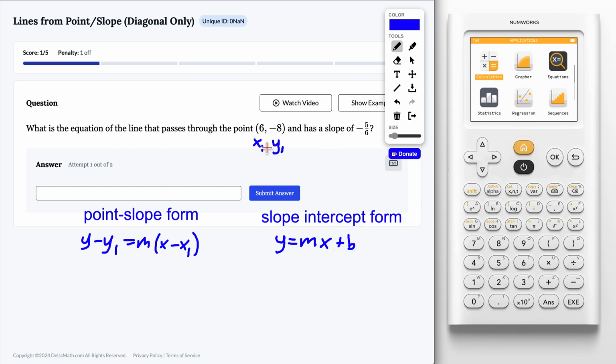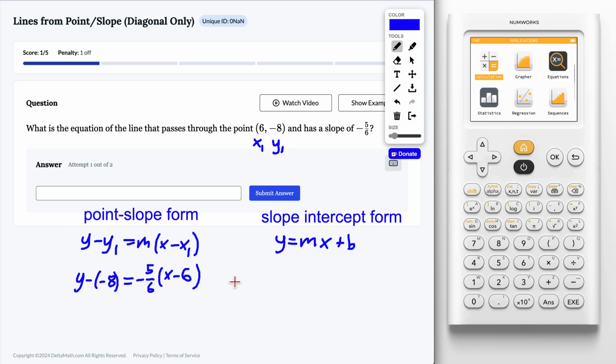Well, we got x1 is 6. So instead of x1, we'll write the number 6. Instead of y1 over here, we'll write negative 8. So this is going to be y minus negative 8. Now we have a double negative, which we'll deal with in just a second, but the y1 value is negative 8. Notice we have to keep the minus sign there. So this equals m, which is -5/6, times x minus 6.